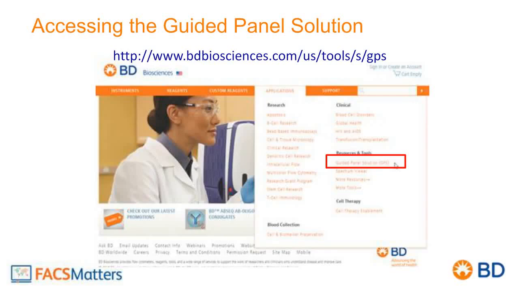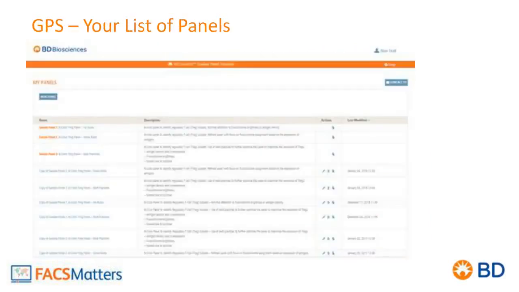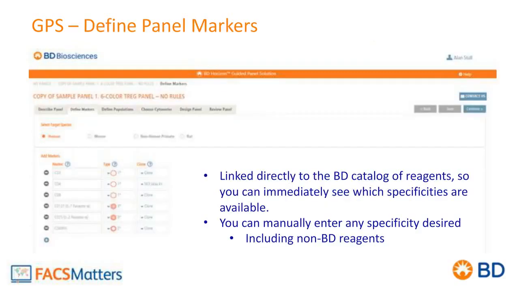So, again, if you go back to the BD website that I talked about here, where you have GPS, this will take you into the GPS software. The first tab will let you list all of your panels, and you can edit them, delete them, make any modifications you want. And then what it's doing is taking you through a step-by-step guidance of all the principles we've been teaching you, and lets you put together the information that you need to make good decisions about your panel.